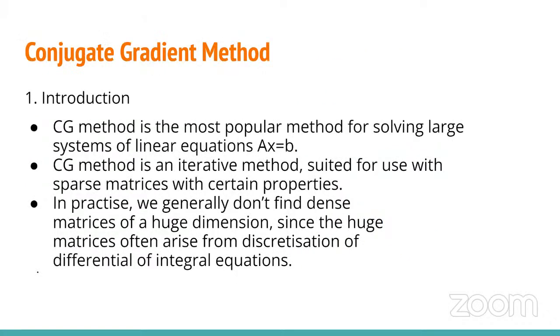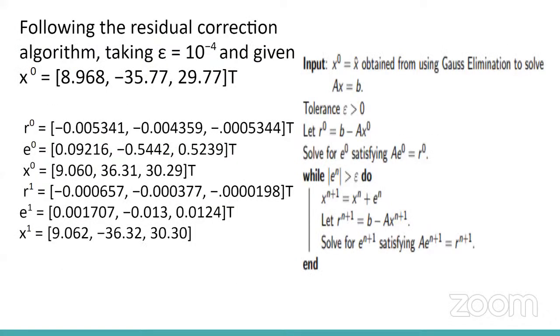So when you do this, you would have gotten your R naught, your E naught, your X naught. Then from there, you move to the next iteration. So as you can see, the second X naught we got using this iterative method was 9.060 and 36.31. Then the next X1, using the same iteration step, was 9.062. So you can see it's somehow increasing.